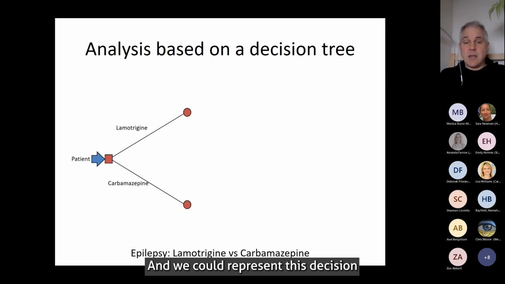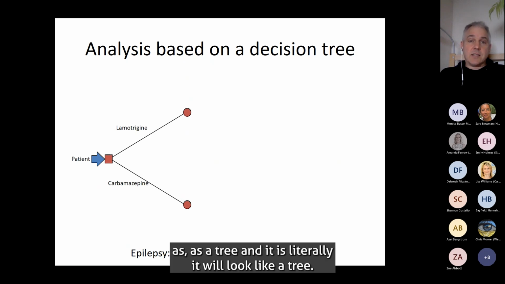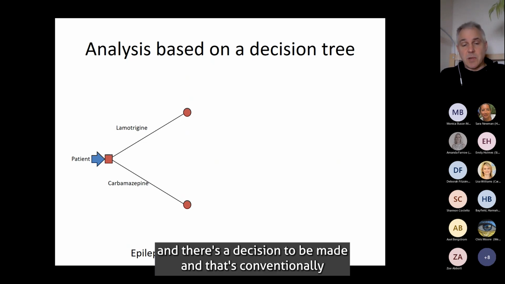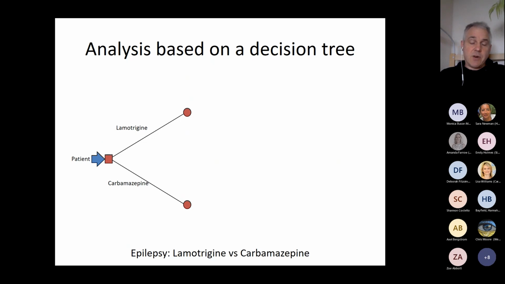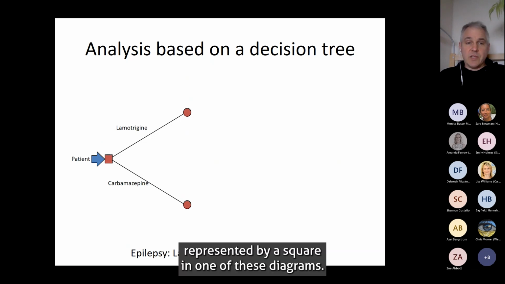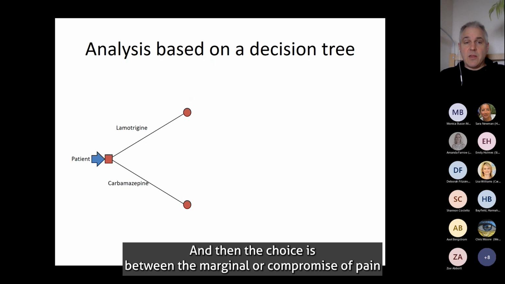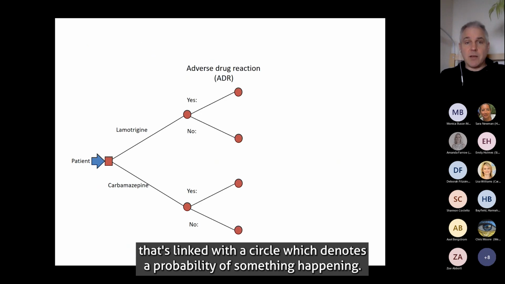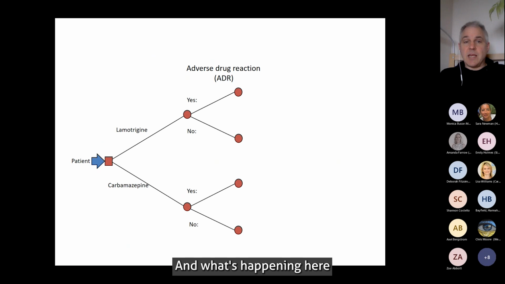And we could represent this decision as a tree, and it will literally look like a tree. You've got the patient who is eligible for either of these treatments, and there's a decision to be made, and that's conventionally represented by a square in one of these diagrams. And then the choice is between lamotrigine or carbamazepine. That's linked with a circle, which denotes a probability of something happening. And what's happening here is the risk of an adverse drug reaction.